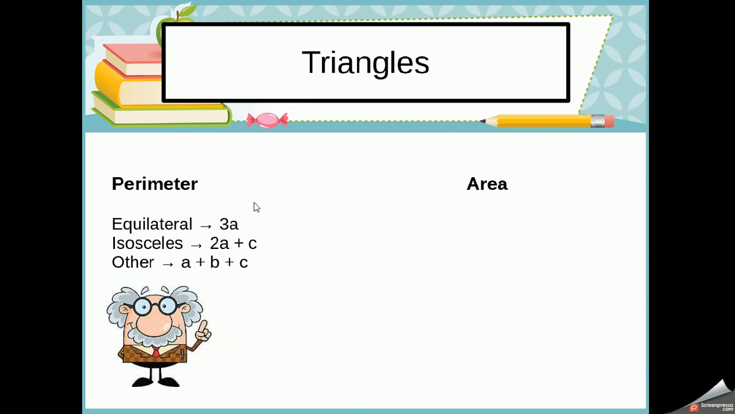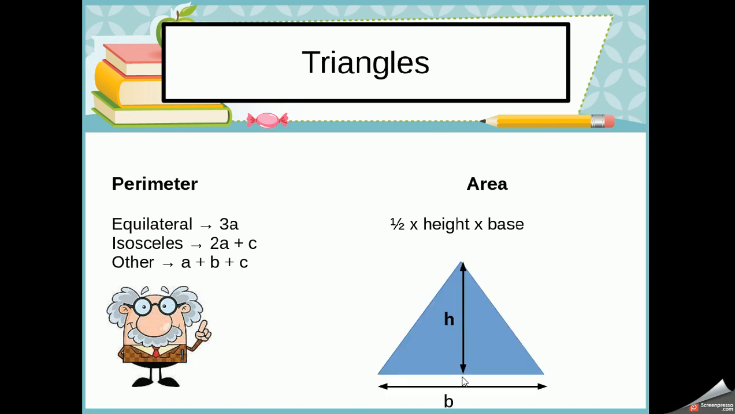Area then is different. Area is what we call half times the height times the base. Now the height of a triangle is the distance from its tip straight down to the base at a right angle, and then the base is the bottom of the triangle. So if I multiply half of this height by the distance from here to here, I get the surface area, how much area it covers.